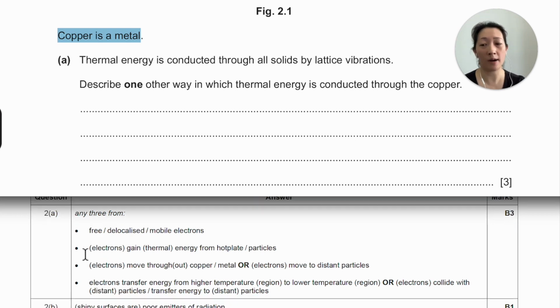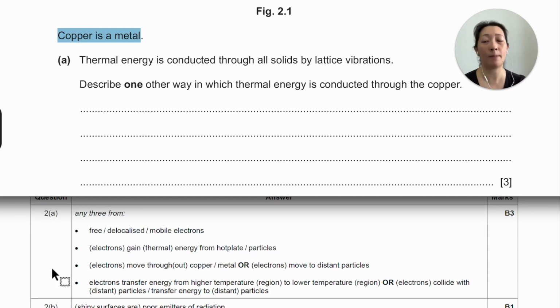So if you look at the mark scheme, after the mention of the electrons, 1 mark is awarded for the mention of how these electrons gain thermal energy. So they gain thermal energy either from the hot plate or from other particles. What happens next? Now we know these electrons are free to move, so talk about the movement. So you can either mention that they move throughout the copper or metal, or that they move to distant particles. 1 mark is awarded for either one of these mentions. That means as long as you mention that they move.